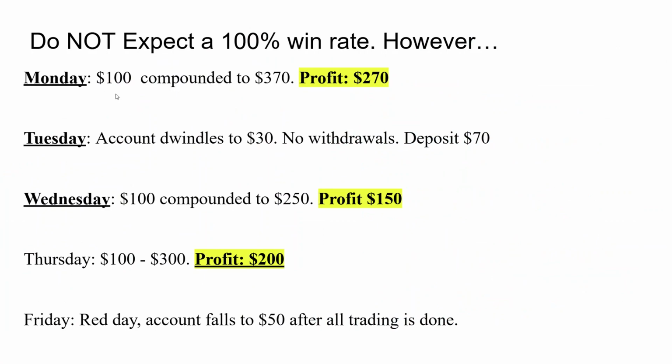So say, for instance, you start Monday with 100 bucks and you end up compounding it to 370 bucks. You get 270. Now, Tuesday is a red day for you. You try and try, but your account falls to 30 bucks.